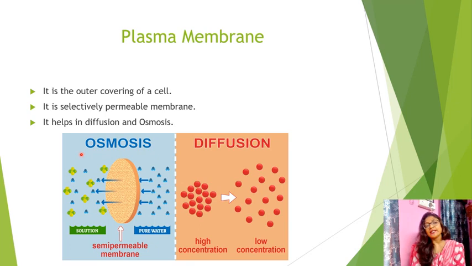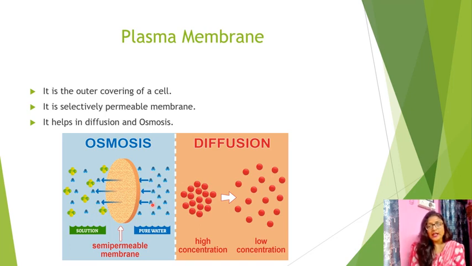In the other case, that is osmosis. The main difference between diffusion and osmosis is that here we have a semi-permeable membrane, and in this diagram we can see it is pure water. That means the concentration of water molecules is high on this side, and this is a solution. That means the concentration of water molecules is low on this side.